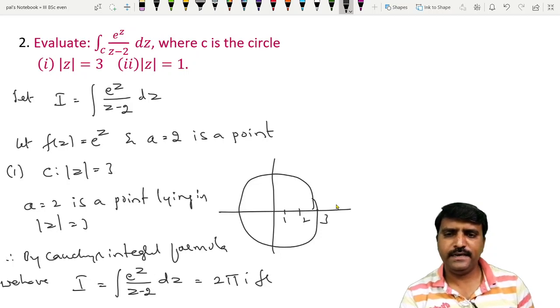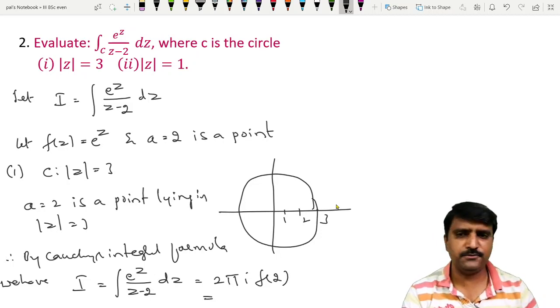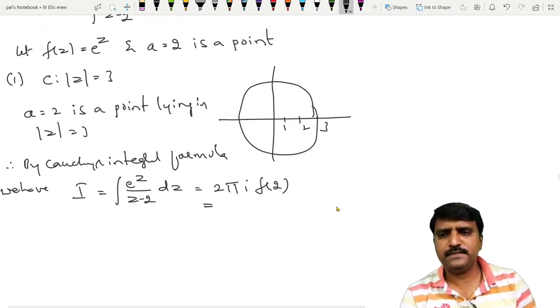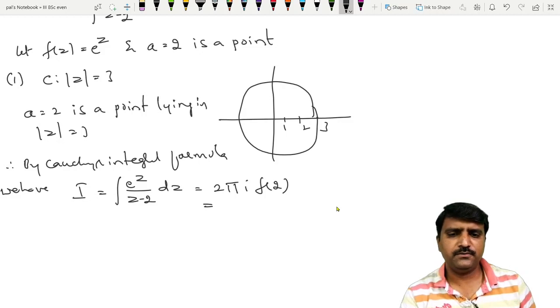What is a here? a is 2, f of 2. So that is equal to 2 pi i into, what is f of z? f of z is e to the power of z. f of 2 is e to the power of 2. 2 pi i into e power 2. So therefore that integral I is equal to 2 pi i into e square.